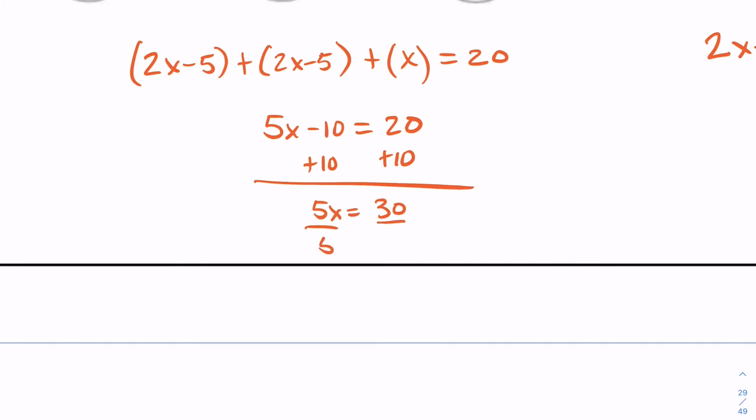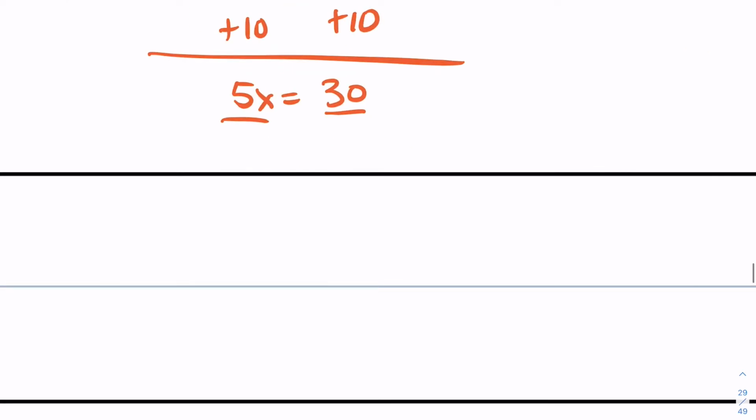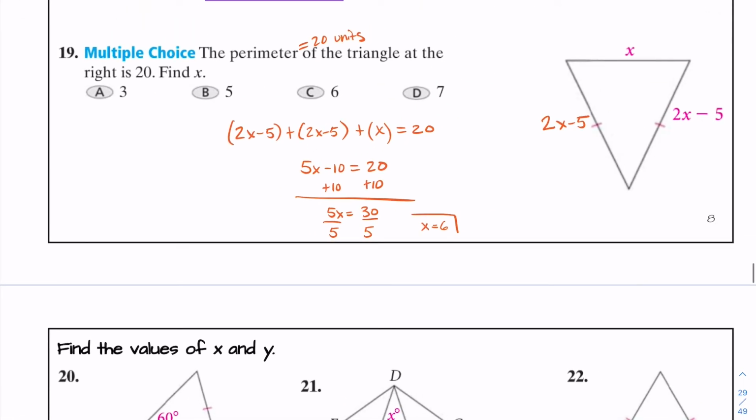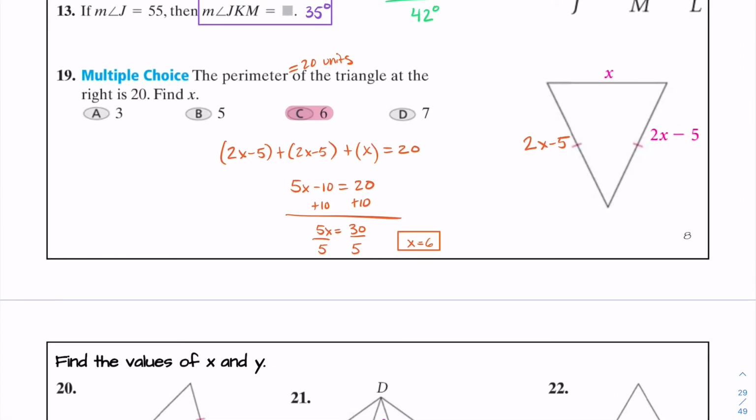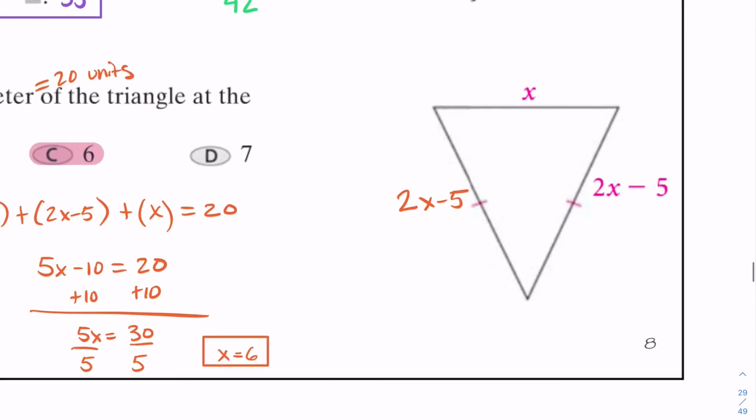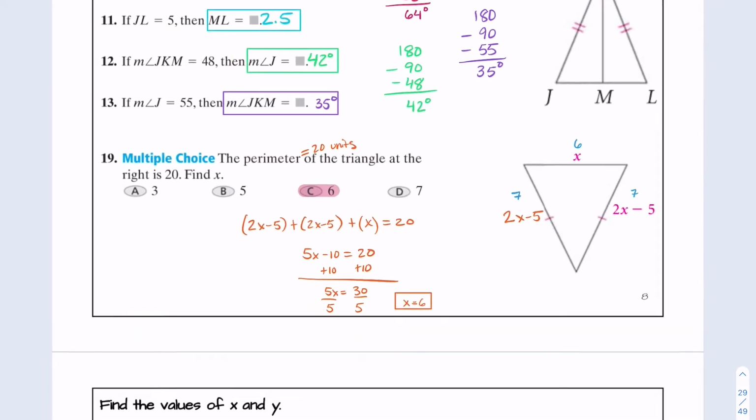Divided by 5, x equals 6. And that is what I was looking for, which is one of the answers, 6. Okay, now if I want to put that back in, we can. That would give me 6, and 12 minus 5 is 7 and 7. So my side lengths are 6, 7, and 7, which is a total of 20.